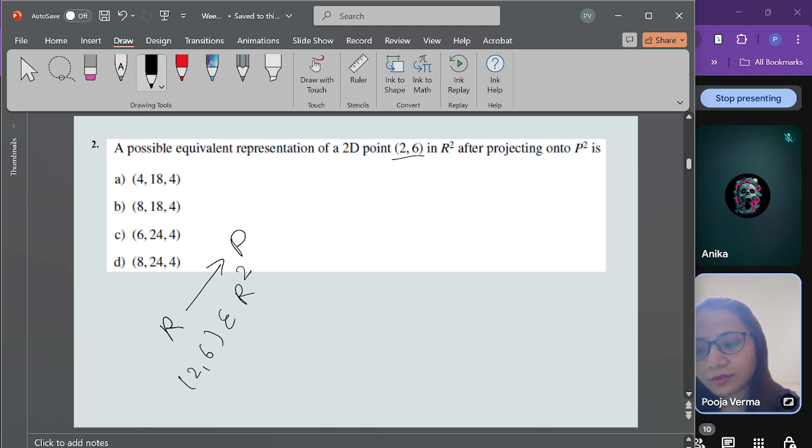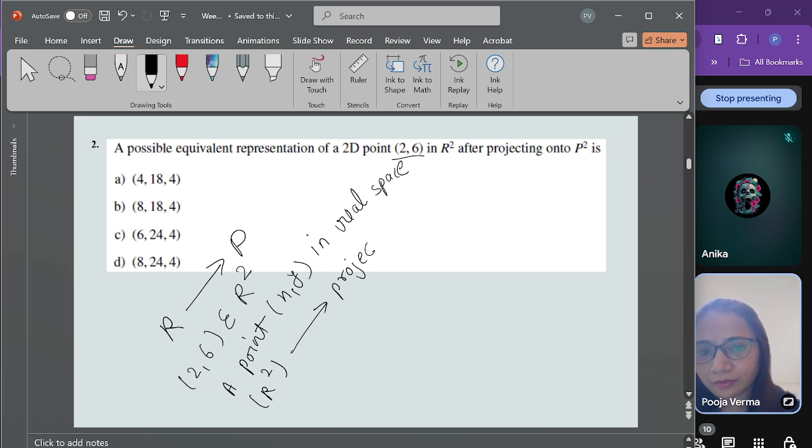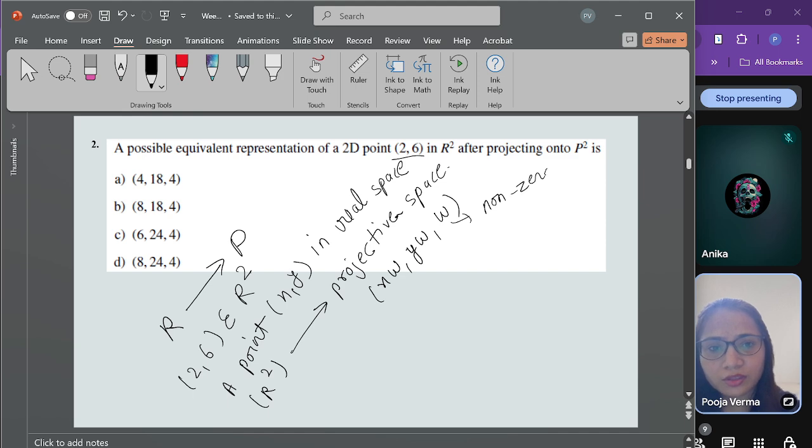Now, to convert from real space to projective space, we already know that a point (x, y) in real space, R squared, can be represented in the projective space by the coordinates (x, y, w). Here (2, 6) is already given, where w is any non-zero scalar. So how can we take it?